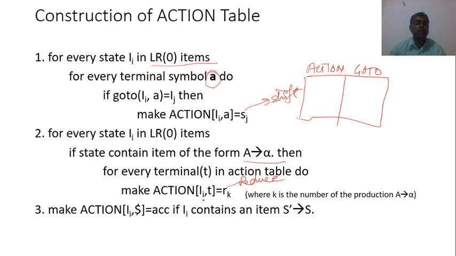Third rule is make action[Ii, dollar] equal to accept. ACC stands for accept, if Ii contains an item of the form S prime rises to S dot at the last position.